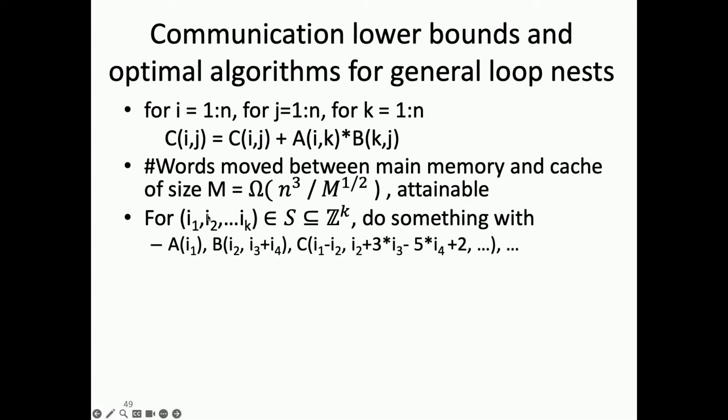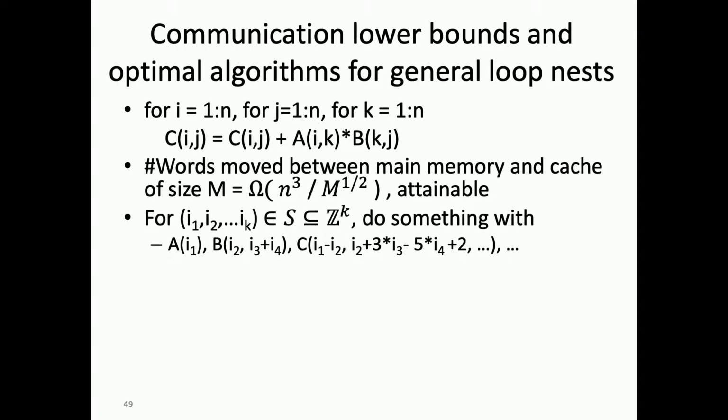I'm going to have some iteration space in k dimensions. So I have some set of k-tuples of integers. It doesn't have to be k nested loops. It's just some arbitrary set. And in the inner loop, I have a bunch of arrays that I'm going to access and do something with. And they can have whatever subscripts you like that are linear combinations of all these loop indices. So that's my general code. And that includes lots of algorithms you'd never write down, but it includes a lot of useful algorithms.